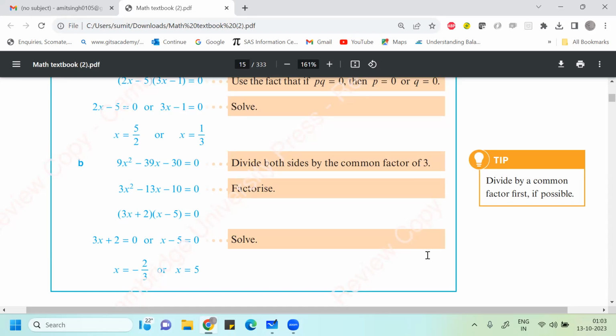Here you can see in option B, question B, 9x square minus 39x minus 30 equal to 0. You can divide both sides by 3.